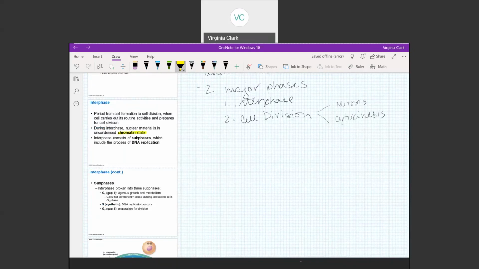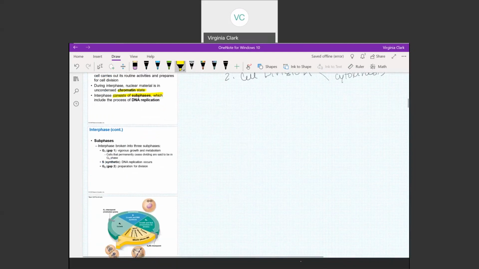Interphase has subphases, and these subphases are going to consist of a couple things. So here we go. Here's our subphases of our interphase. So the way I like to draw this is I'm going to replicate this image right here. Here is my cell cycle. So this is creation.